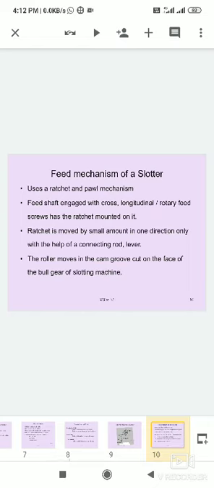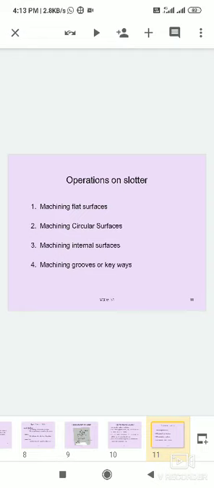The feed mechanism of a slotter uses a ratchet and pawl mechanism. The feed shaft is engaged with the cross, longitudinal or rotary feed screws and has the ratchet mounted on it. The ratchet is moved by a small amount in one direction only. It cannot be changed to the other direction, with the help of a connecting rod lever. The roller moves in the cam groove cut on the face of the bull gear of the slotting machine.